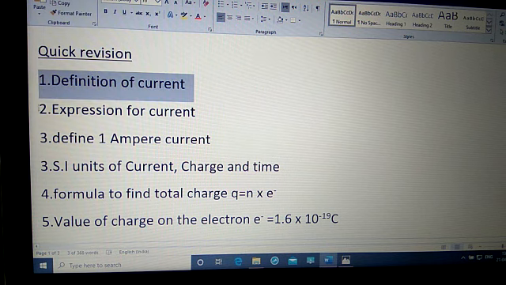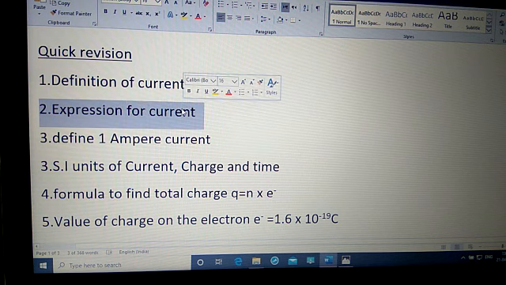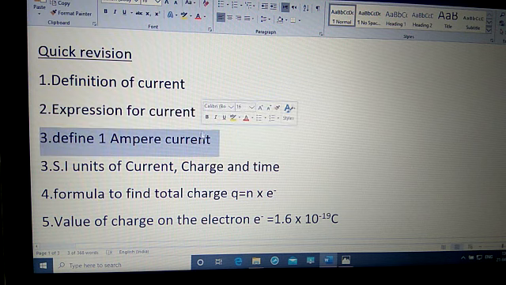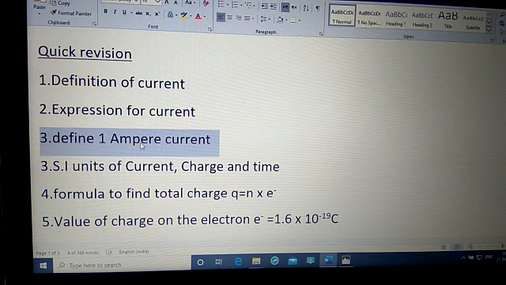The second important definition we have learned is the expression for electric current, that is I is equal to Q divided by T, where Q is the charge, T is the time. And the next one is define 1 ampere current, a very important question for the exam. Current through a conductor is said to be 1 ampere when 1 coulomb charge passes a unit cross sectional area of a conductor in 1 second. That is the definition of 1 ampere.